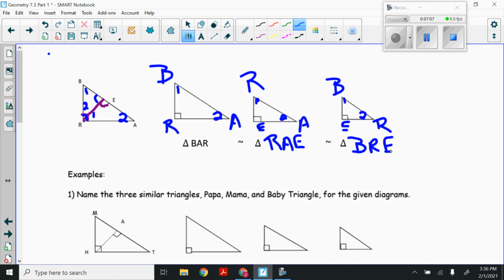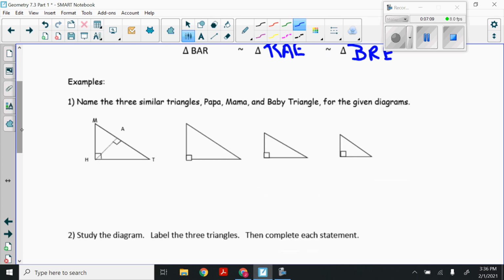So let's try that again. Name the three similar triangles, Papa, Mama, and Baby, for the given diagrams. Okay. Again, if I call angle 1 M, angle 2 T, then in the Baby up here, since M is 1, H is 2, and H in Mama is 1. So my great big Papa, again, M, H, T. I know that Mama and Baby are going to have the same right angle, which is A and A.